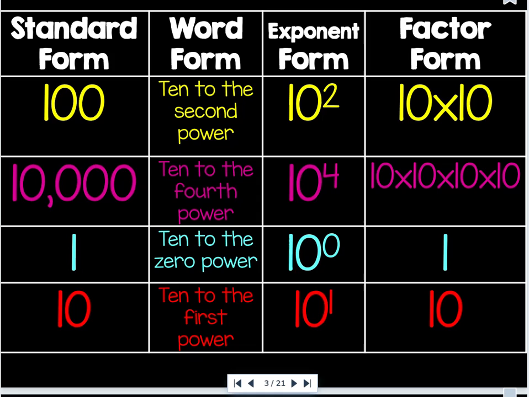10,000 is 10 to the fourth power. 10 is the base number, 4 is the exponent in exponent form. And in expanded form, for factor, it would be 10 times 10 times 10 times 10. And you can see that the pattern continues.